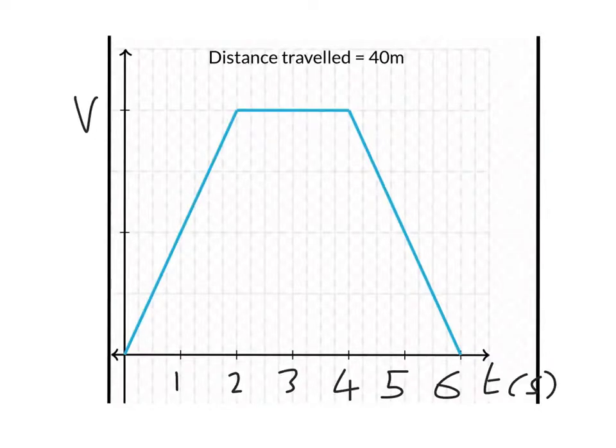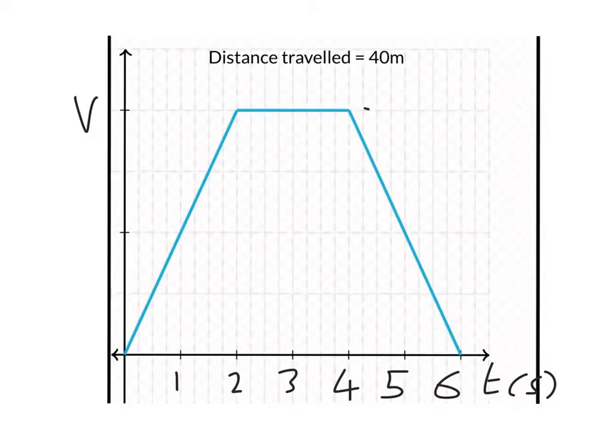Well, let's have a look at this example. We've got some times there. It's a 6-second journey. We're told the distance travelled is 40 meters, but we don't have a maximum velocity. We're going to try and find this. We can do this using the area. So let's have a look.